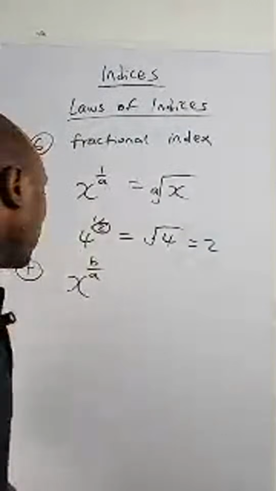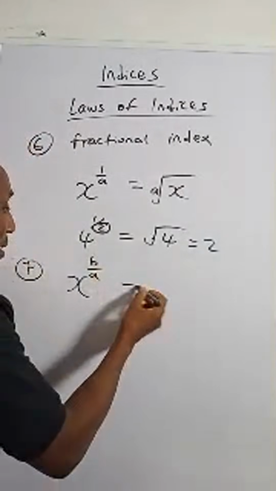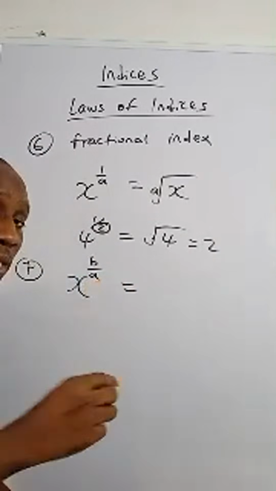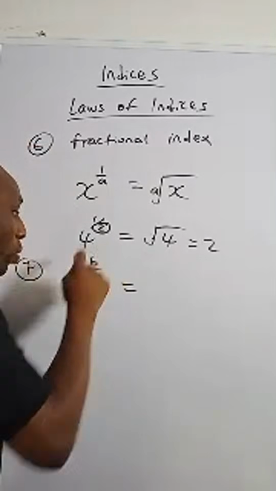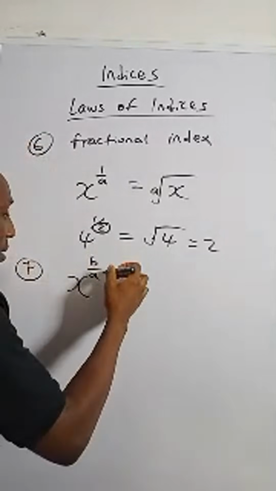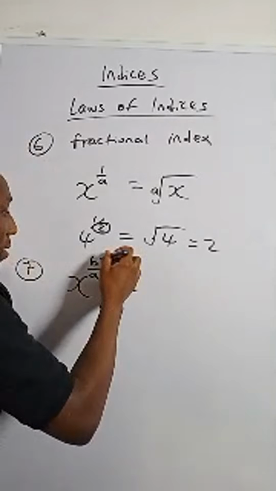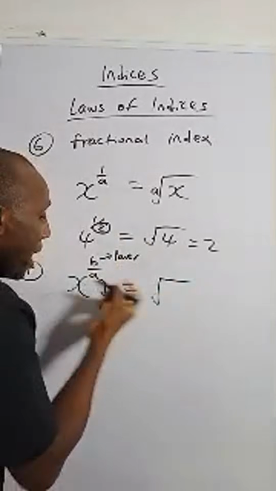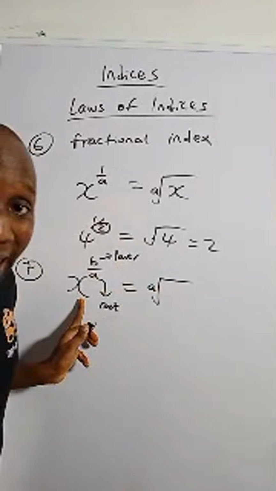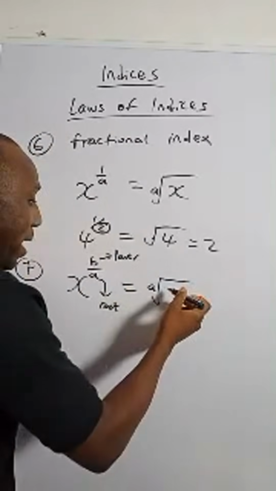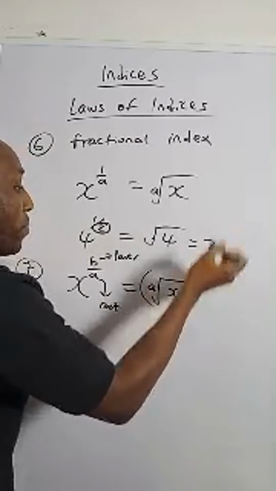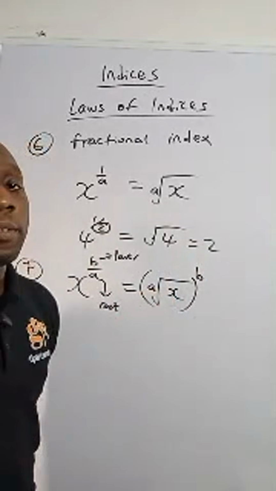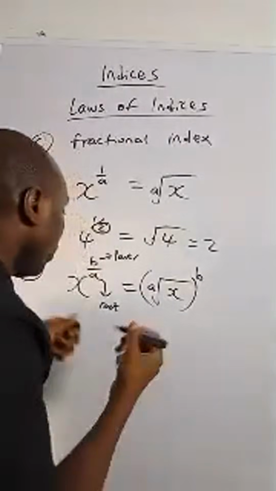Okay, so look at this. Like I told you, if you have a fraction as the exponent, the denominator is the root, while the numerator is the power. Let me say it again. This one is the root, while this is the power. So this can be written as the a-th root of x, all raised to the power of b. So this is how this law works. Let's look at a simple case.